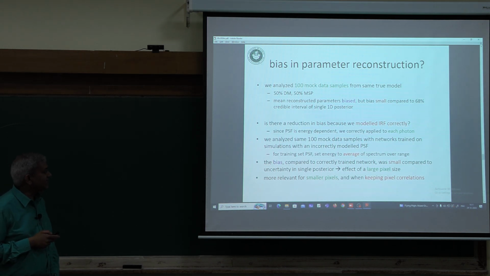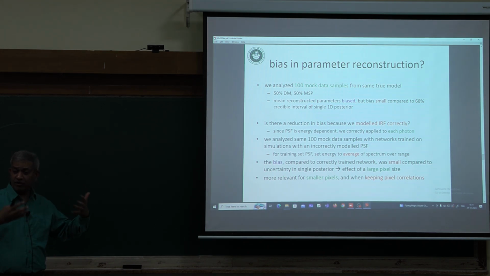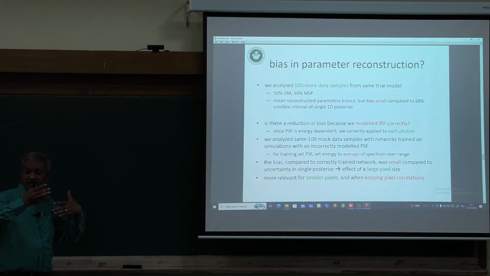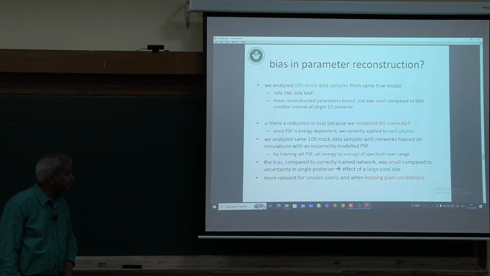Now, another thing you can ask is, how biased is our parameter reconstruction? If you reconstruct parameters from your posterior, how biased is it from the true model which you put in this mock analysis? The way we do it is we generate 100 mock data samples from the same true model, which was 50% dark matter annihilating to the average millisecond pulsar spectrum, and 50% millisecond pulsars, which amounts to 325 millisecond pulsars. So half of the full normalization of our original pulsar model.